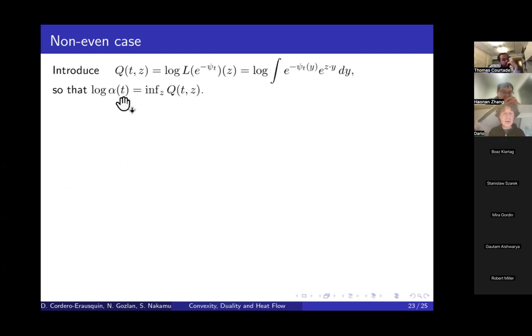Okay, so here, let me introduce the function q t of z. Again, I take the log. The log is not really important here. You can forget about it. So this is just the log of the Laplace transform of exponential minus psi t.